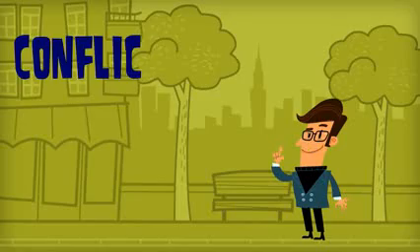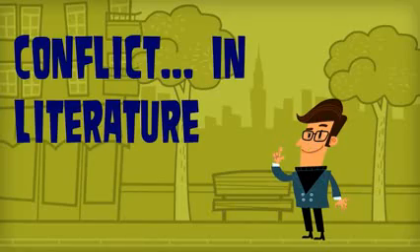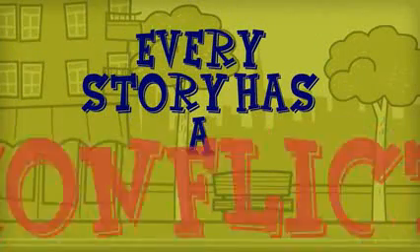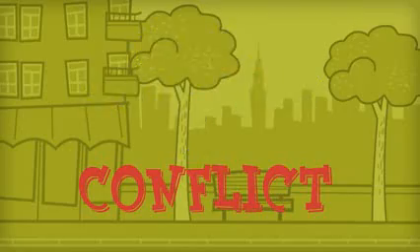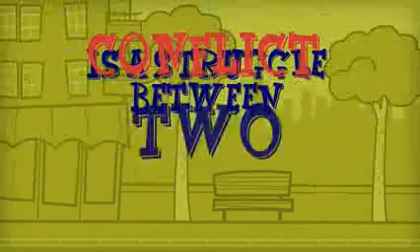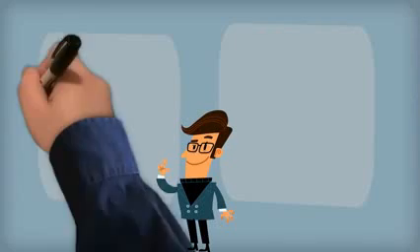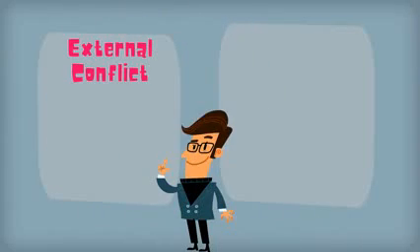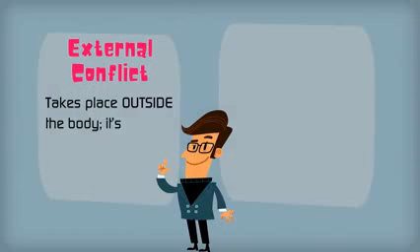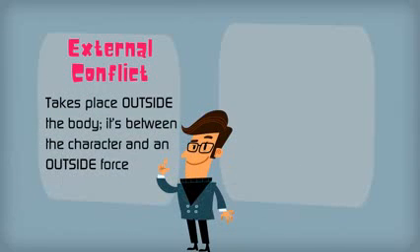Today, we're going to talk about conflict in literature. Every story has a conflict. A conflict is a struggle between two opposing forces. There are two kinds of conflicts. There's an external conflict. These take place outside the body, and it's between the character and an outside force.